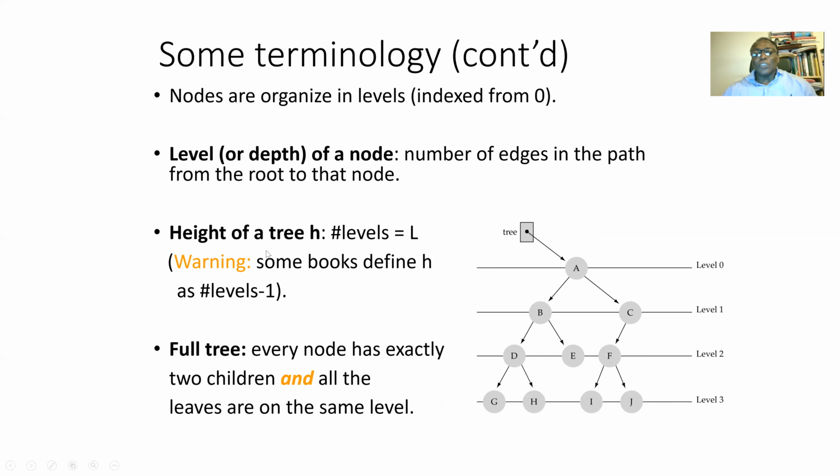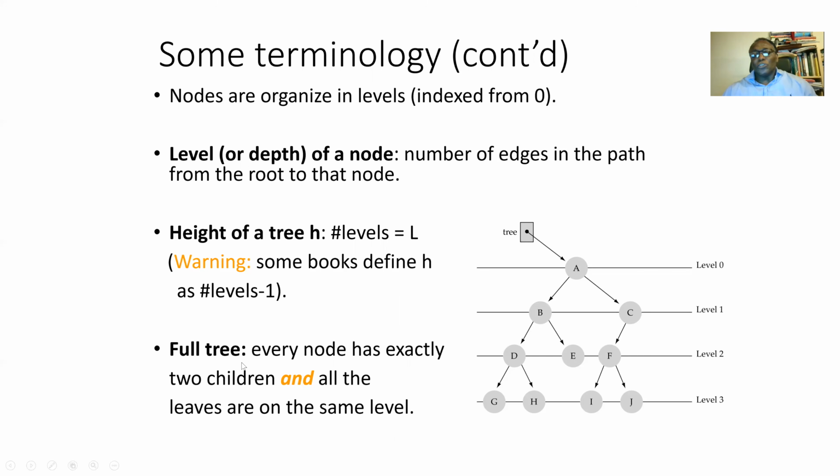So next is the height of a tree, which is h. Now the height of a tree is always the number of levels minus 1. So the height of this tree here will be 3. Why? Because I have 4 levels, so 4 minus 1. Now if you start with level 0, then the last level number will be the height of the tree. So in this case, it's 3. But some textbooks also start the level from 1 instead of 0. So in this case, it will be the number of levels minus 1, so the number of levels is 4 minus 1.